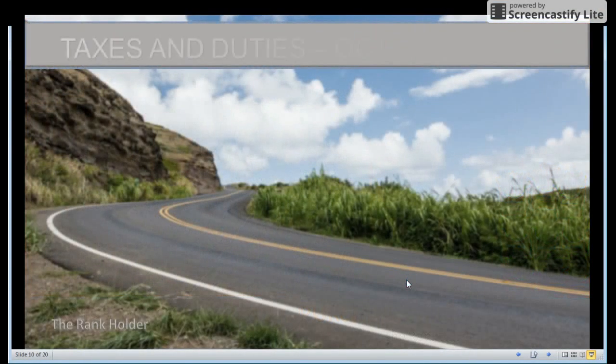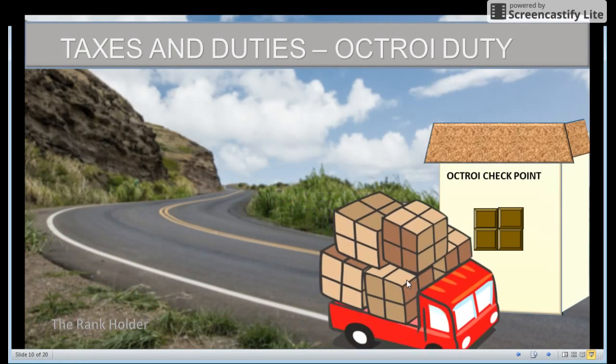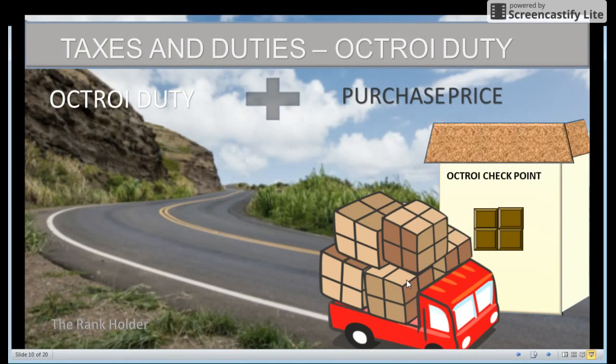Next comes octroi duty or entry tax. Some of the local authorities or panchayats collect octroi duty when the purchased goods enter their jurisdiction. Octroi duty has to be added to the purchase price since it is required to bring the goods to the present location and condition.